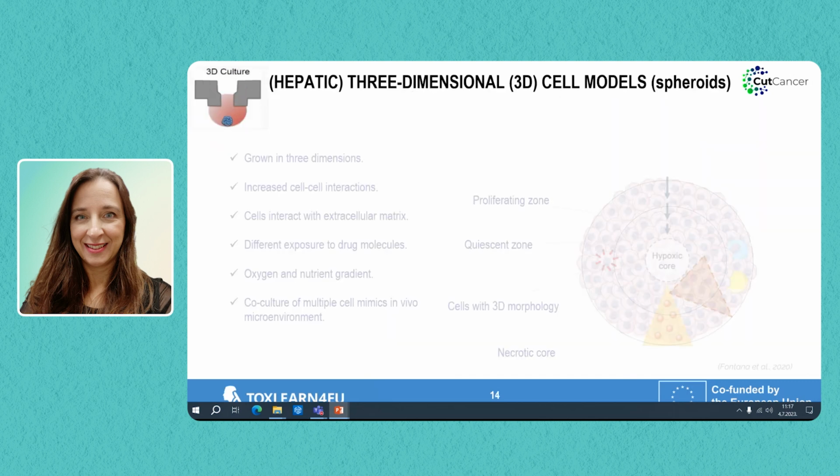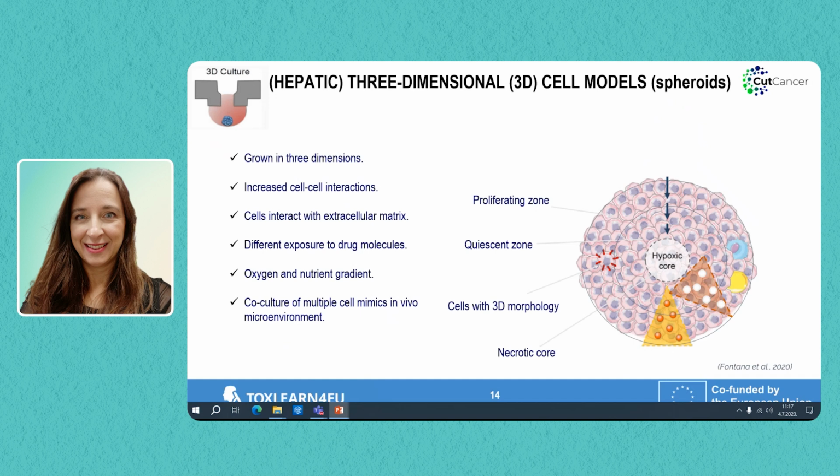But here, on the opposite, we have different zones, or a gradient. On the surface, the cells are exposed and have more access to nutrients and oxygen. As we go toward the inner part, we have less nutrients and less oxygen, but the highest concentration of CO2 and waste products, which are reduced toward the outer part of the spheroid.